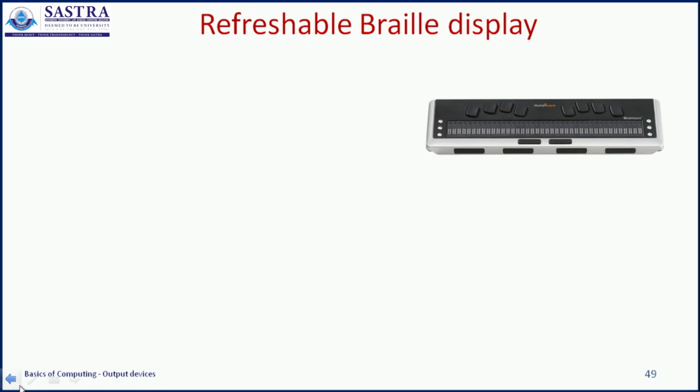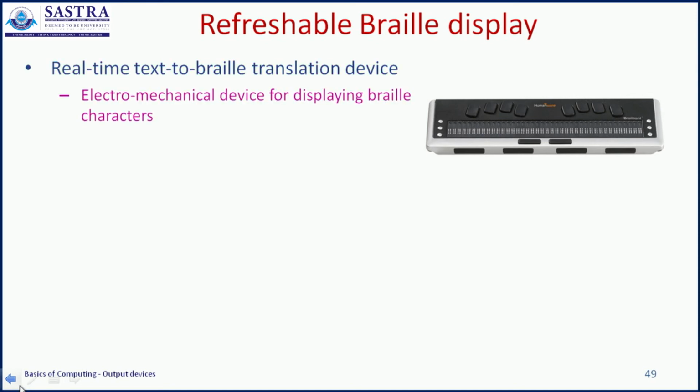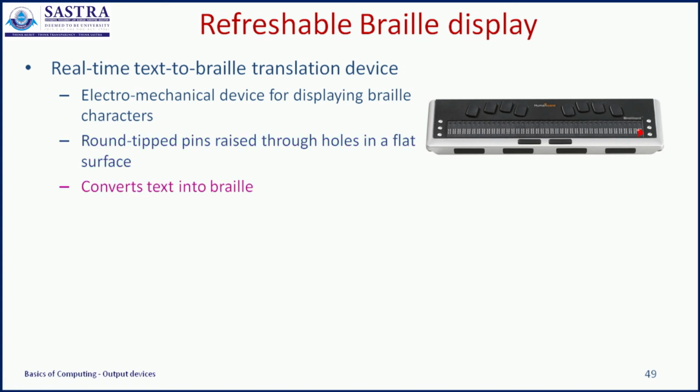So far, we have seen projectors and their types. Predominantly, LCD and DLP projectors are used nowadays. The next display is the refreshable braille display. It is a tactile kind of display. It is a real-time text-to-braille translation device. It is an electromechanical device for displaying braille characters. These are round-tipped pins raised through holes on a flat surface. It converts the text into braille characters, which are dynamically rendered on a refreshable display.